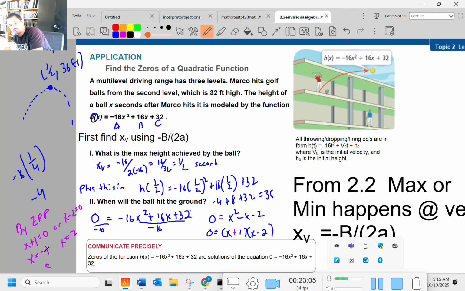This is not a good answer. This says that the time is negative. It's this one. It takes 2 full seconds.